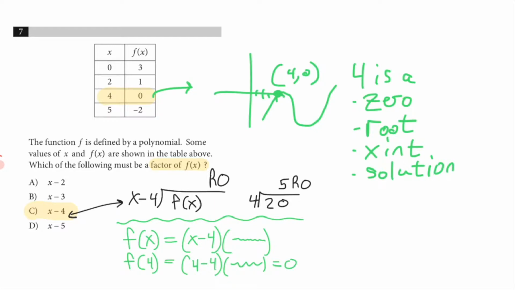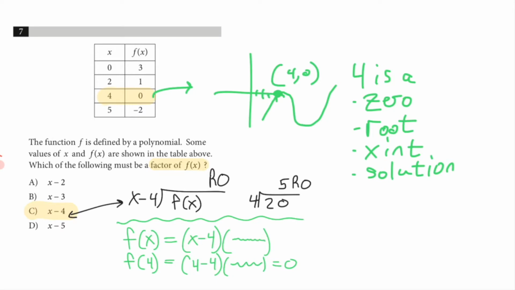Another way you can look at it is, if you could somehow see the graph, and this is not an accurate representation of the graph, but if it were, (4, 0) would be an x-intercept. It would be a root, a zero, a solution. 4 is the value that makes the function 0, so therefore x minus 4 is a factor of f of x, as you can see here.